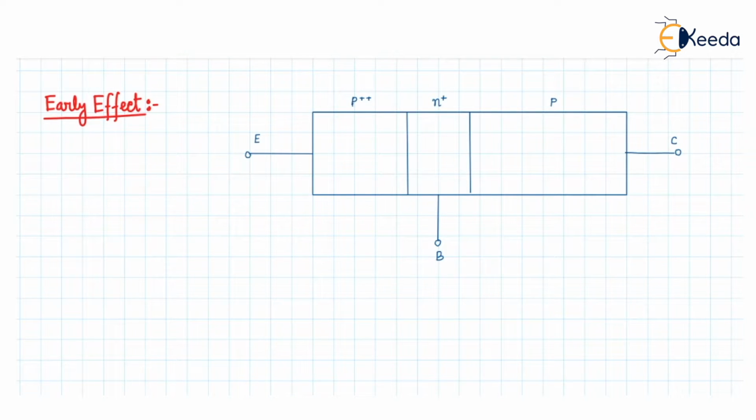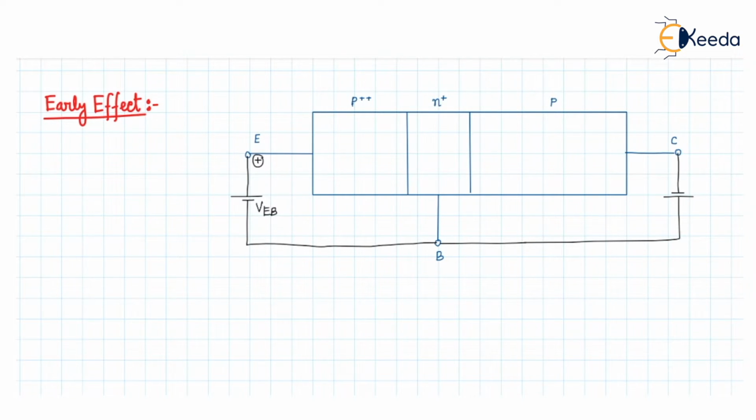Now, to make this transistor operate in the active region, we have to give the potential in such a way that the emitter will be at positive polarity and the base will be at negative polarity. So I will connect like this. Let us say that this is the VEB potential applied.